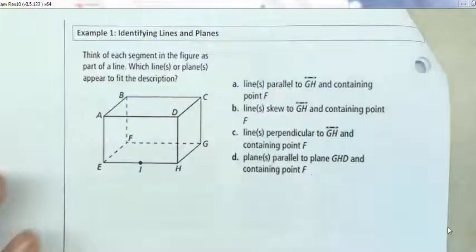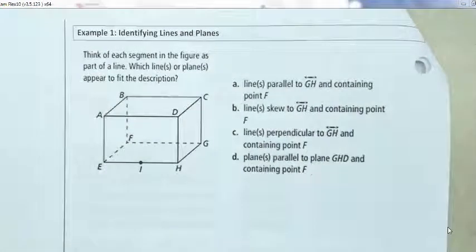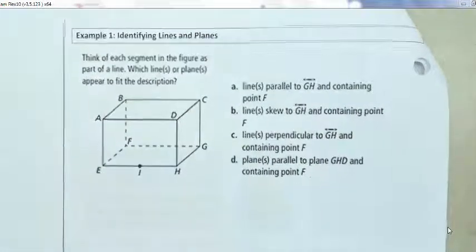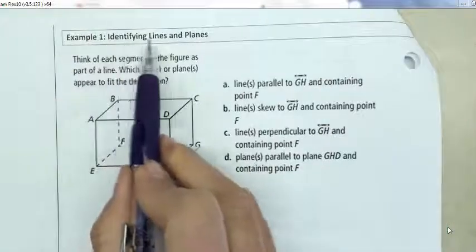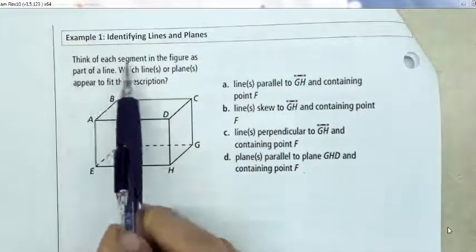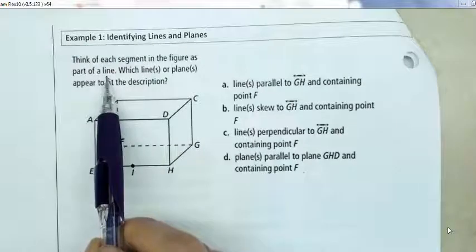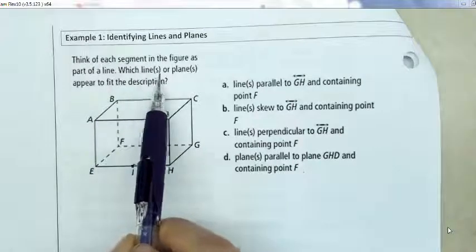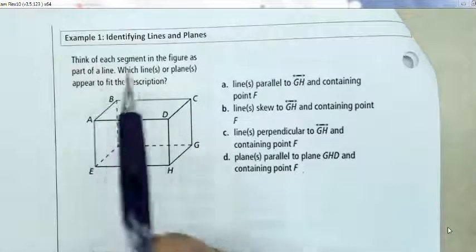All right, let's do a couple examples here from your textbook. Example 1, identifying lines and planes. Think of each segment in the figure as part of a line. Which line, lines, or plane, planes appear to fit the description?